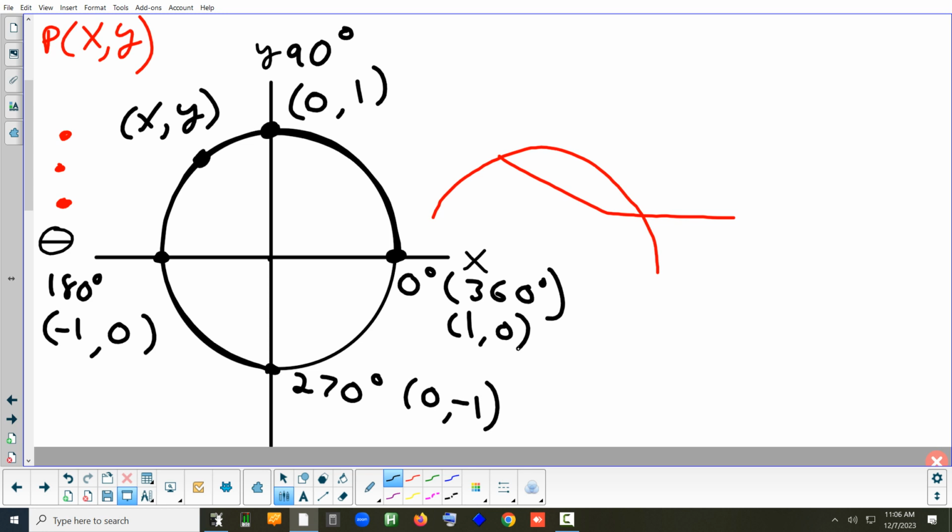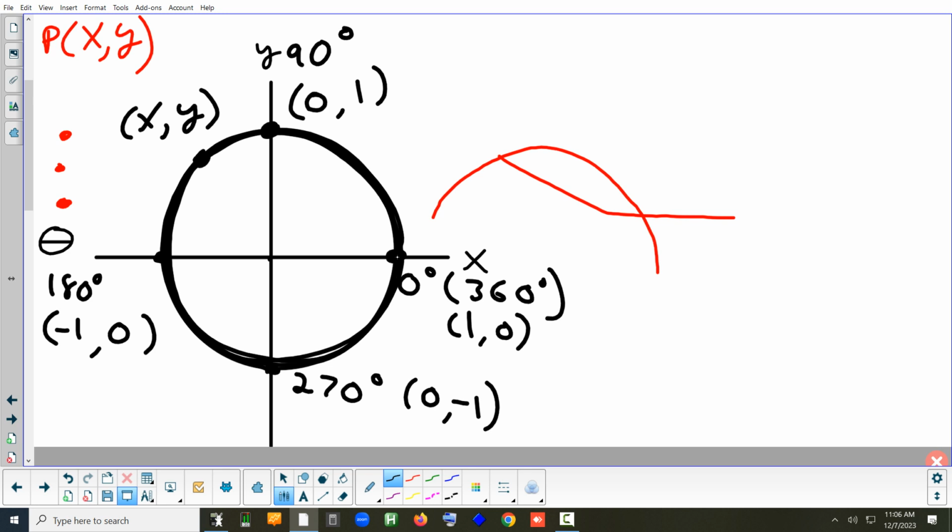So when you rotate more than once, all you're doing is this. The size of the circle is not changing. You're just going around. If I went around 4 times, that would be 360 times 4, but it's still the same spot as 360 or 0.